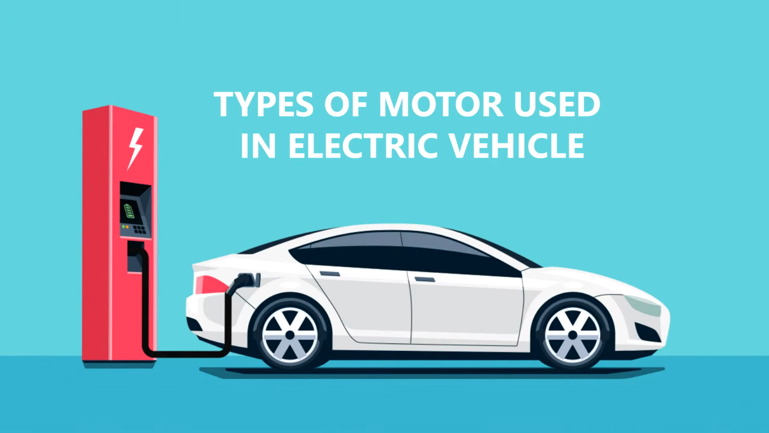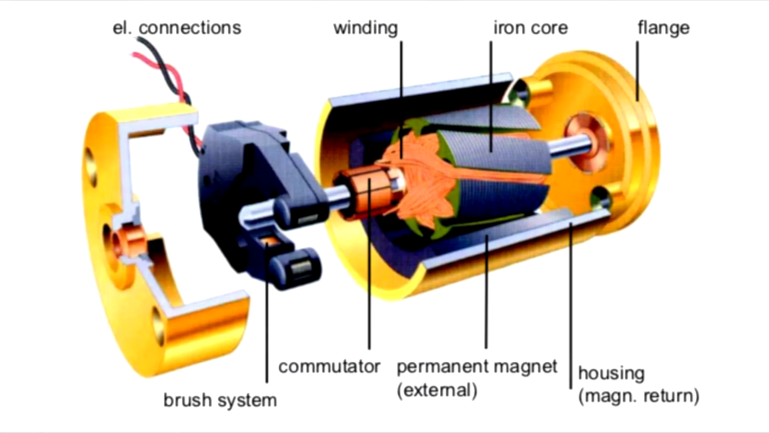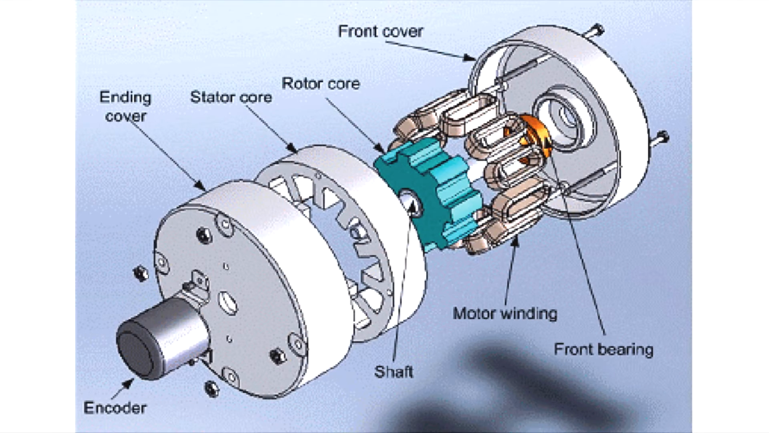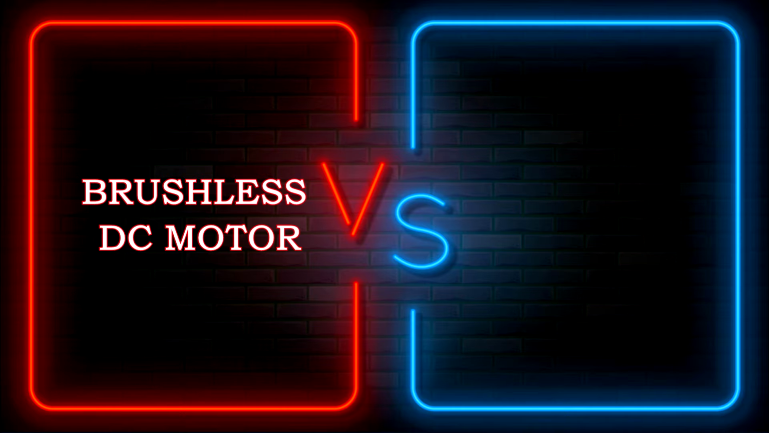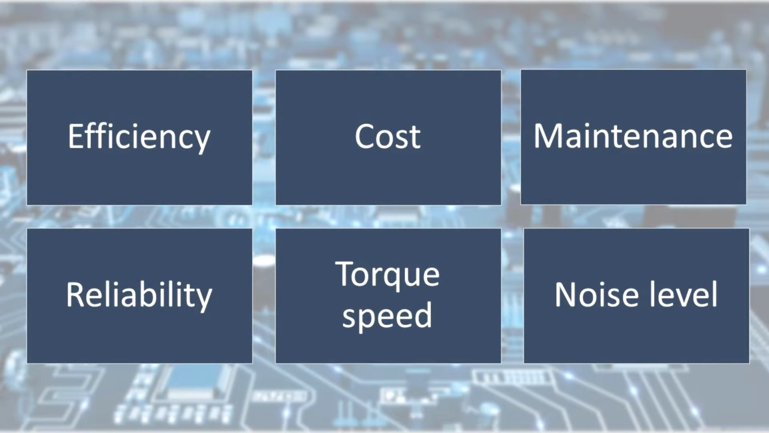There are a lot of types of motor used in electric vehicles. For example, brushless DC motor, brush DC motor, AC induction motor, and switch reluctance motor. But we have decided to choose brushless DC motor and brush DC motor to compare regarding the efficiency, cost, maintenance required, reliability, torque speed, and noise level.